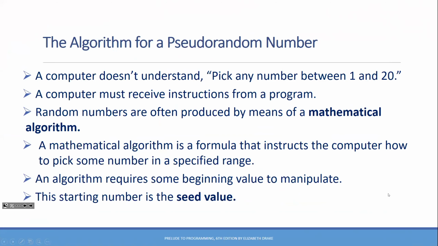When that happens, when I keep getting the same number over and over from a random number generator, that's called pseudo-random. It looks random, but it's not. It's giving us the same value over and over and over.